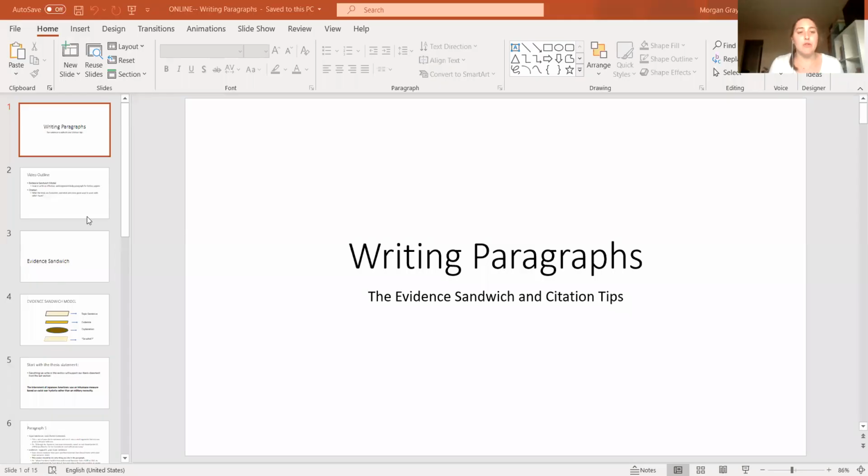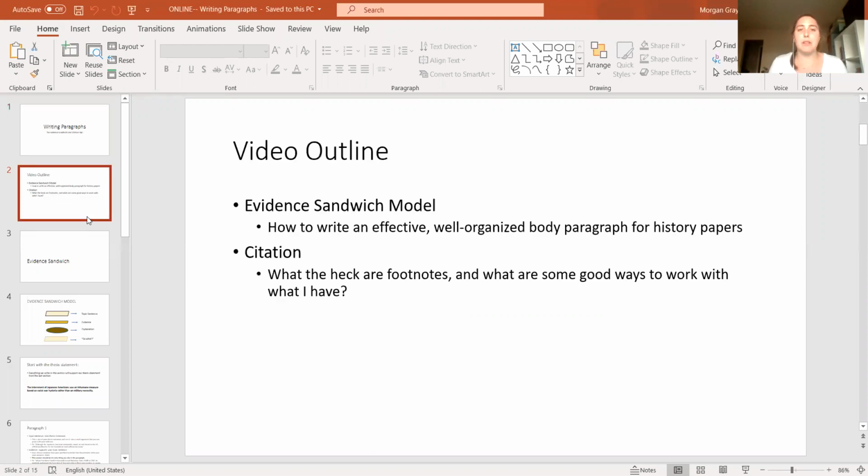All right, so the basic outline for today is first we are going to talk about what I call the evidence sandwich model. How do you write an effective, well-organized body paragraph for history papers? Then we'll, in the same breath, talk about citation. Footnotes are the biggest hang-up for a lot of students. So what are some good ways to work with what you have and make sure you're using the correct format on your citations?